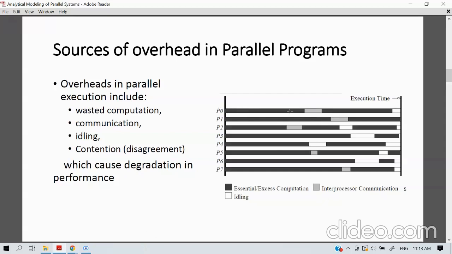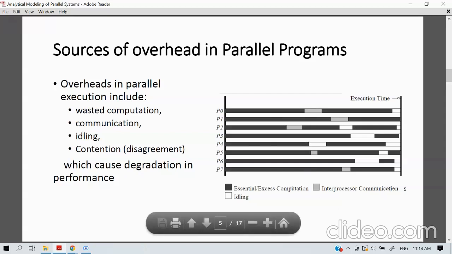Maybe P0 communicates with P1, P2, P5 and P7. So what else? The white color might be idling happening in the parallel processing. So these factors might degrade the performance of the parallel programs.